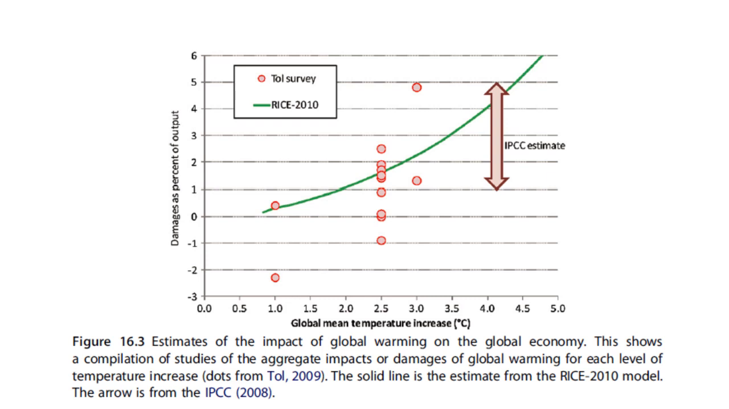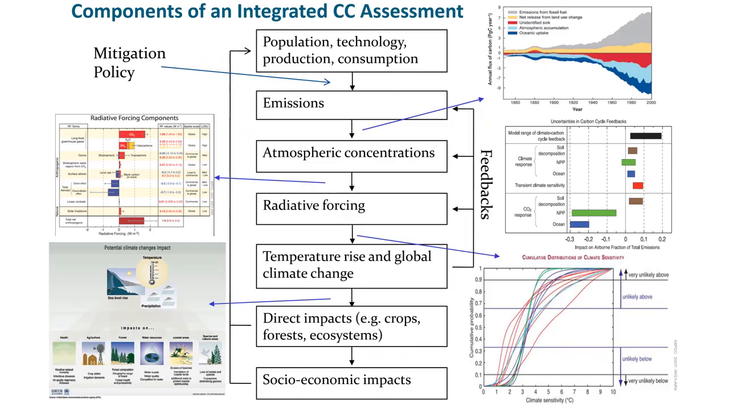As we get to higher and higher temperatures, 2.5 degree change and 3 degree change, then the damages are increasing. The percent of output is going down, GDP is declining. So we basically fit a quadratic function to these damage estimates, and we go with that. So that's translating direct impacts to ecosystems, forests, and crops.